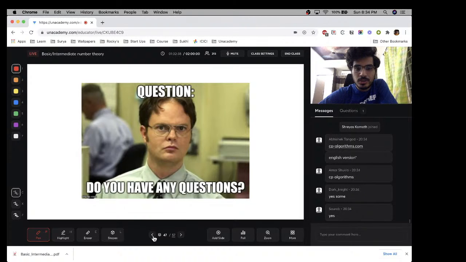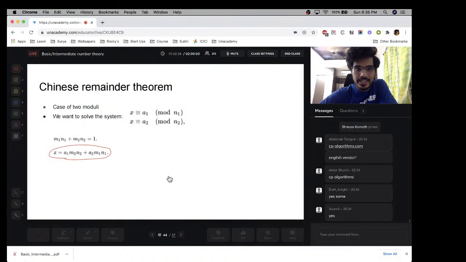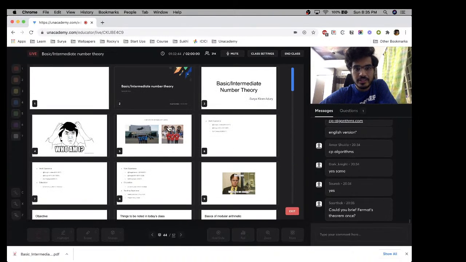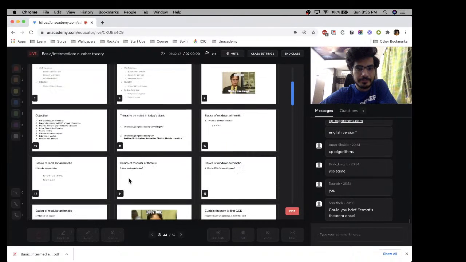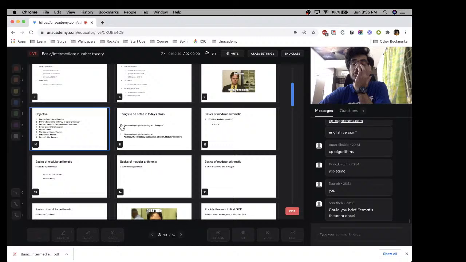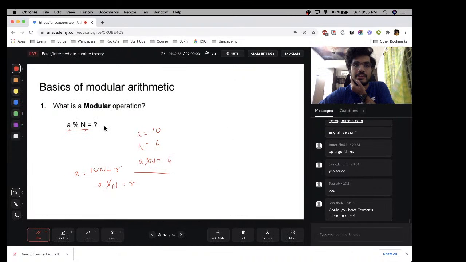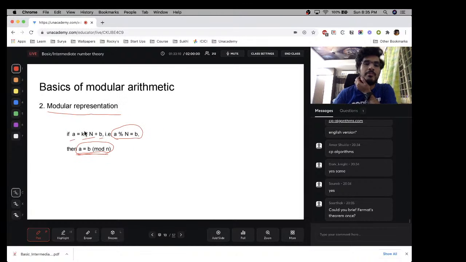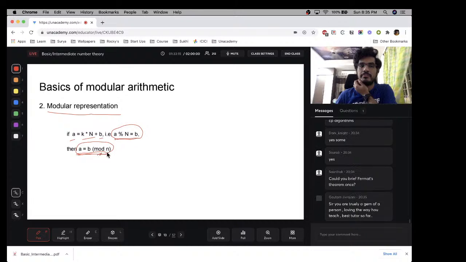So let's go to the beginning and see. I'll try to summarize everything from the beginning once. What did we learn? We learned the modular operation. A mod n is equal to the remainder we get after dividing by n. We learned the modular representation. If A mod n equals b, then we write a equal to b mod n.